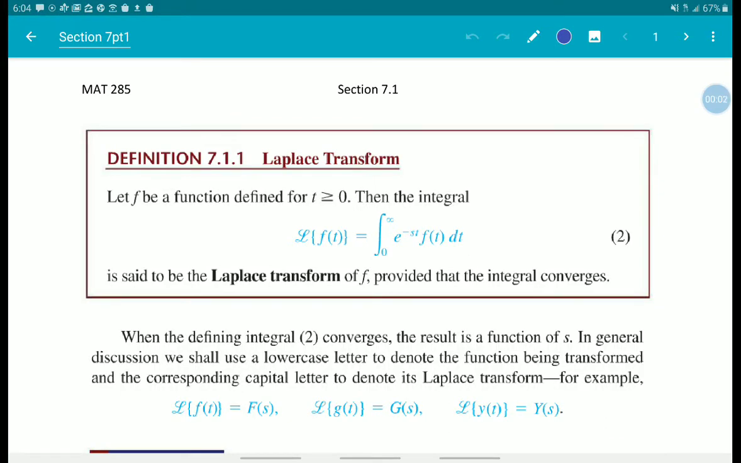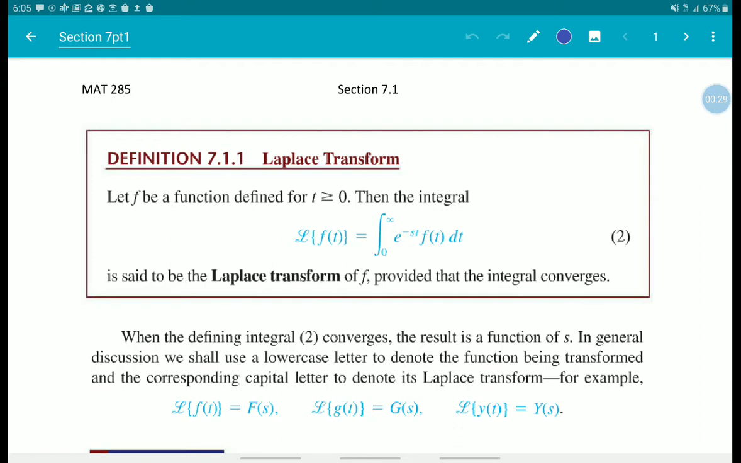So we are about to enter the world of Laplace transforms, and we're going to see that sometimes we can take a differential equation and apply a Laplace transform, and that will allow us to solve the differential equation a little bit easier than what we would be able to do with other techniques. So let's talk about the definition of Laplace.